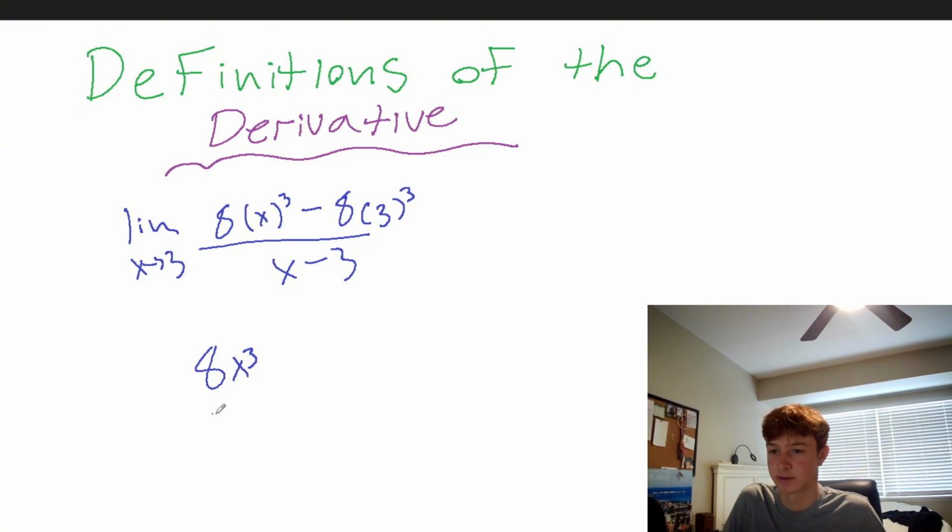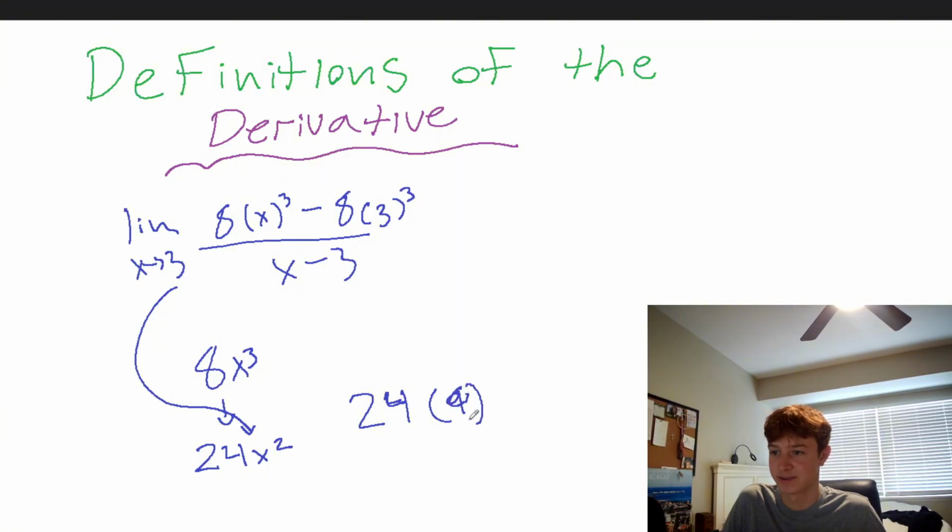So now we just take the derivative, and that comes out to 24x squared. Then we plug in 3 for x. So we have 24 times 3 times 3, so times 9. And that would be your answer.